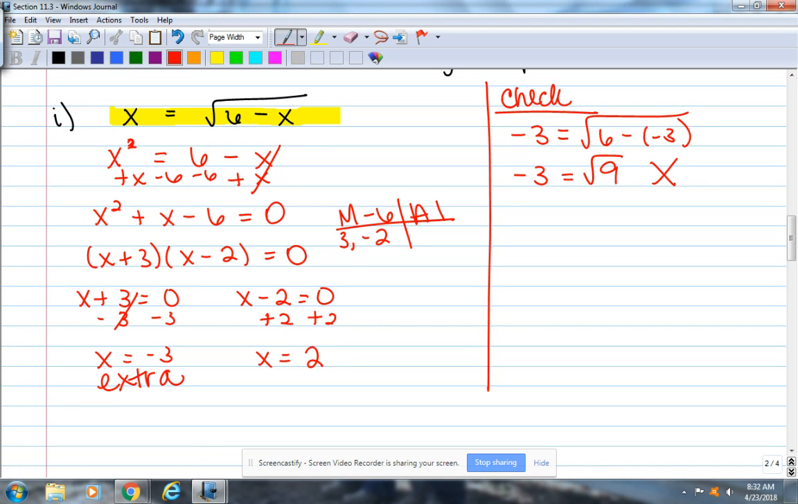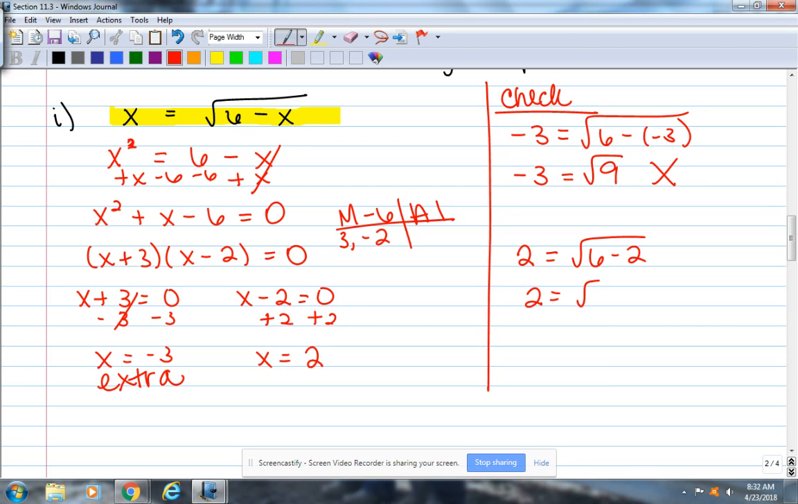Now, it could be that they're both extraneous, and then we would have no solution. Or it could be that both of them are true solutions, or it could be that one's extraneous and one is a real solution. You never know. You've got to plug them all in individually. So then I plug 2 in. 2 equals the square root of 6 minus 2. And what is 6 minus 2?